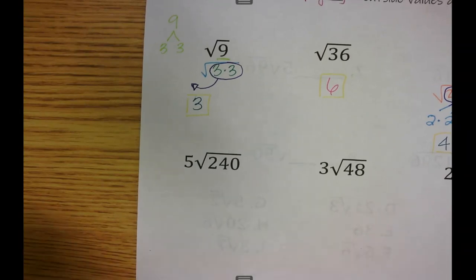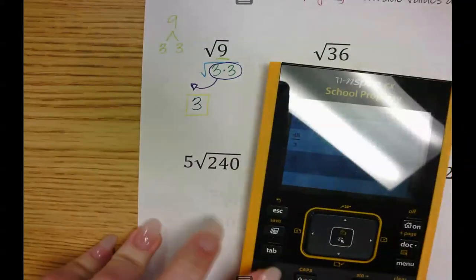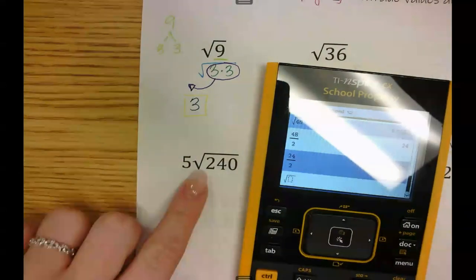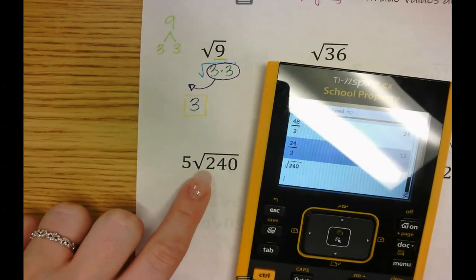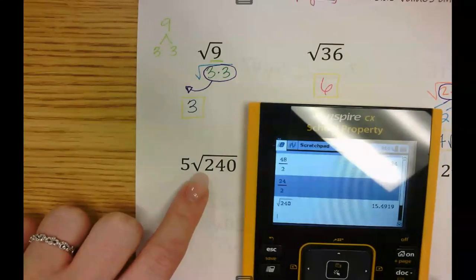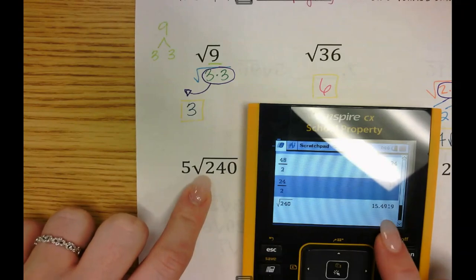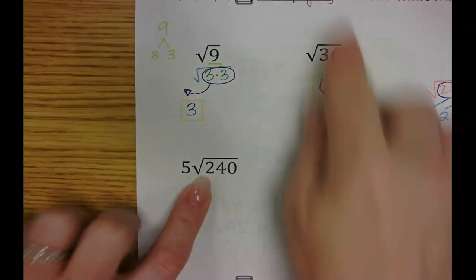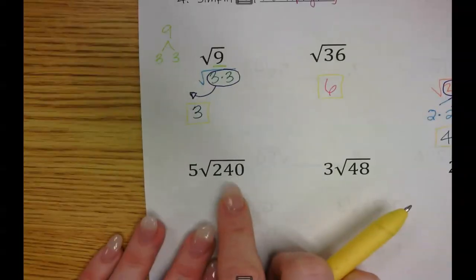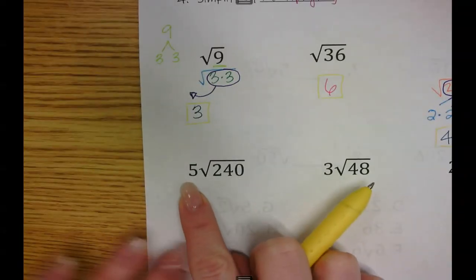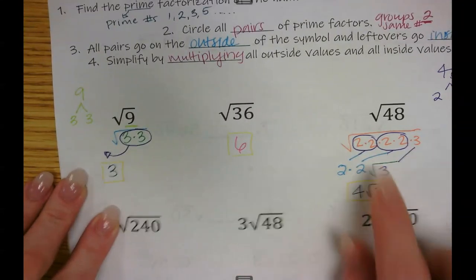So we're just going to do the same thing with this 5 square root of 240. When I take the square root of 240, I get 15.49. So I've got to go through this process. The only thing different here is there's already a number outside. We're not going to deal with that until we get to this final step.